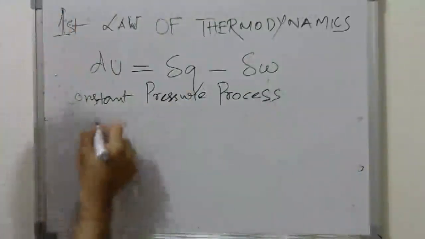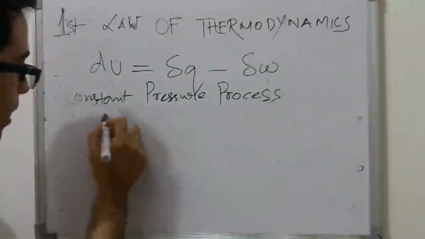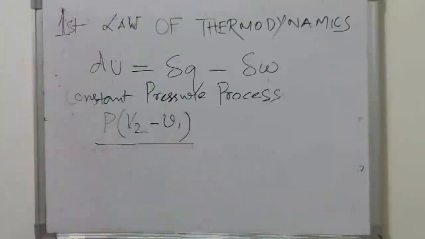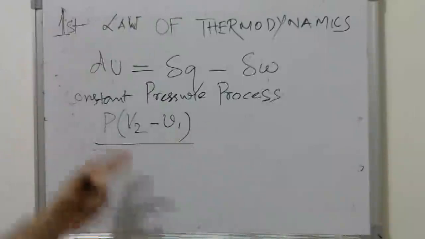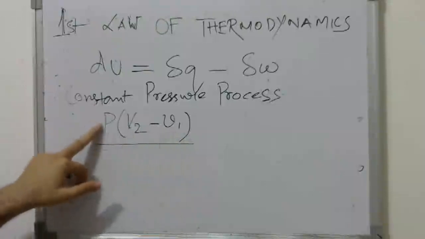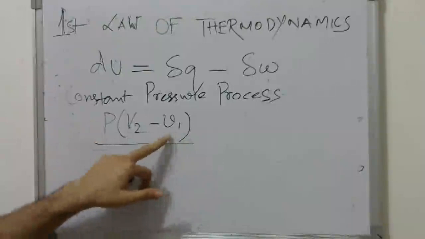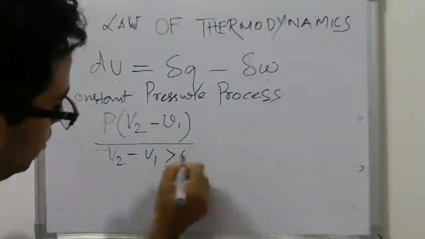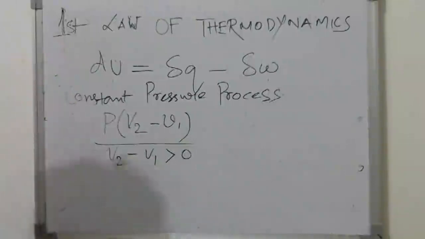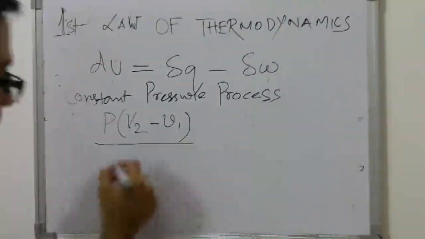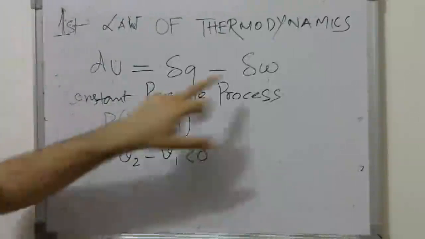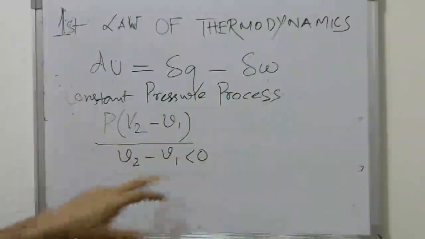In a constant pressure process, your work done, as you know, is given by P into V2 minus V1. Always keep the analogy of the cylinder in mind. Say in a system, the final volume is V2 and the initial volume is V1. So the work done is P times V2 minus V1. If V2 minus V1 is greater than 0, the final volume is larger. Or let's say V2 minus V1 is less than 0, so this quantity becomes negative. If you substitute here, it will be a positive term because this is negative.